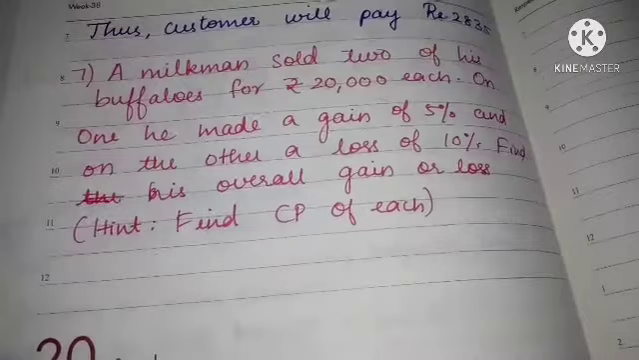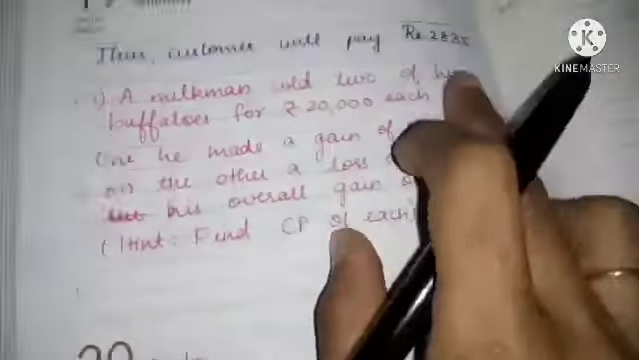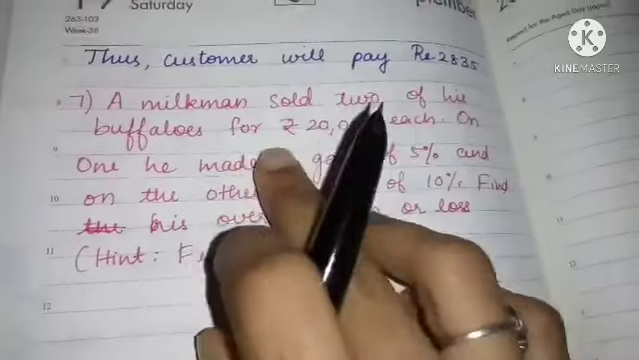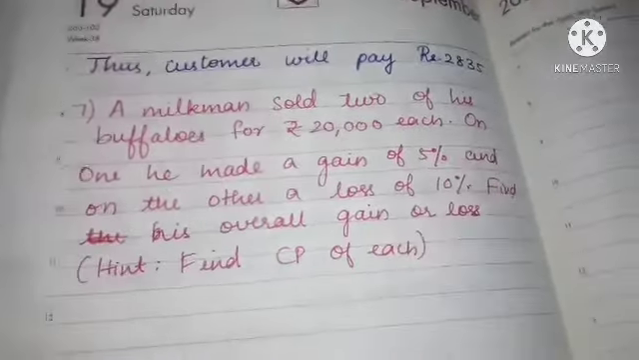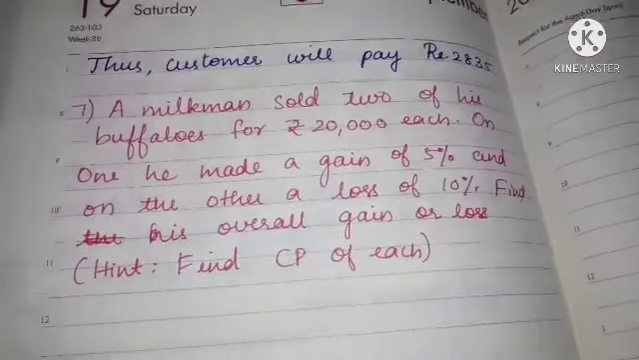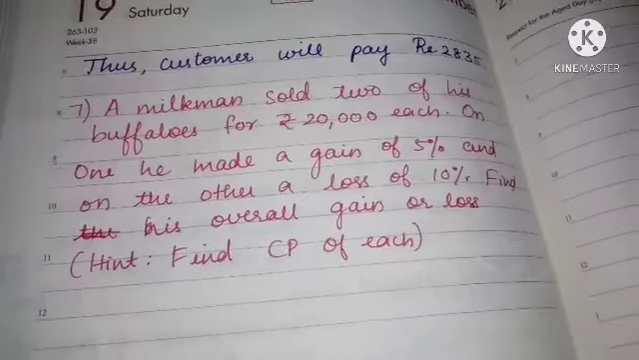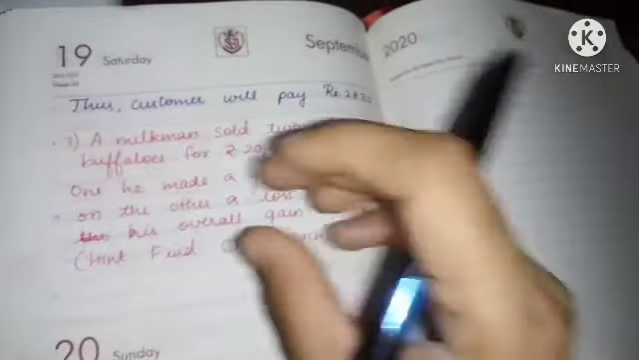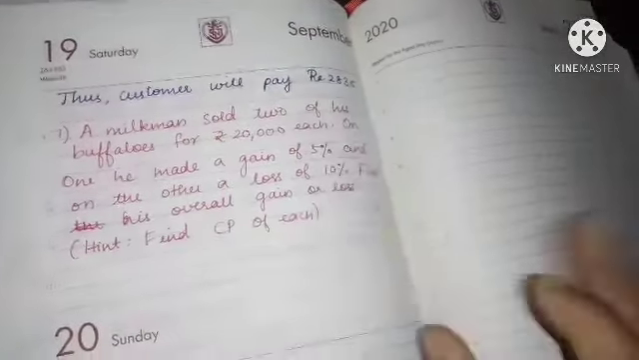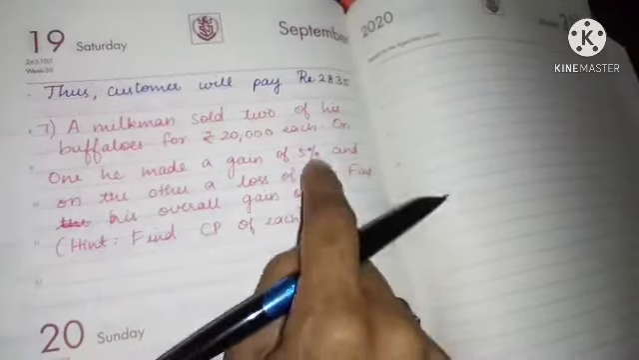Next is your seventh problem. Okay, what is the question? A milkman sold 2 of his buffaloes for rupees 20,000 each. So the milkman has sold his buffaloes. He has 2 buffaloes, and he has sold both, each for 20,000 rupees. One for 20,000, the other also for 20,000. On one, he made a gain of 5%.